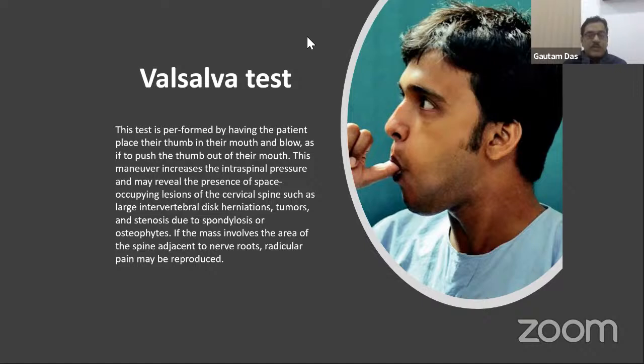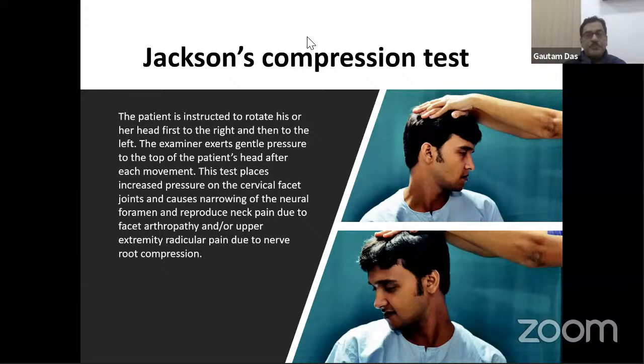So Valsalva maneuver, if there is a spinal canal stenosis, then this can put pressure on the canal, it can engorge the spinal vessels. It can also compromise the canal further, and the symptoms might be reproduced. So this is your Valsalva test. Then is your Jackson compression test. Jackson compression test is we are combining the two.